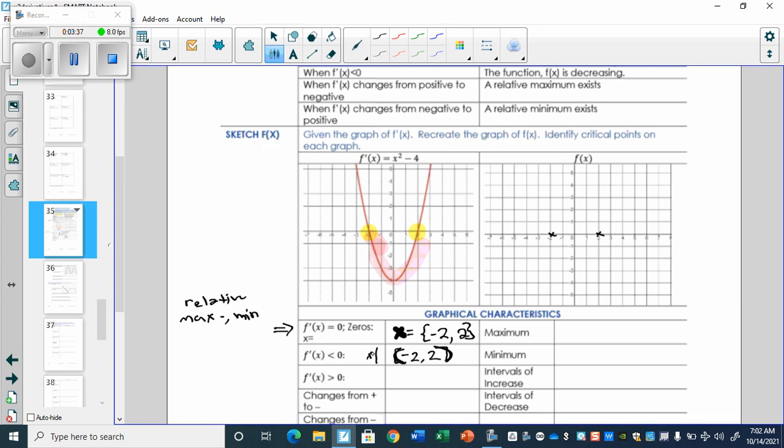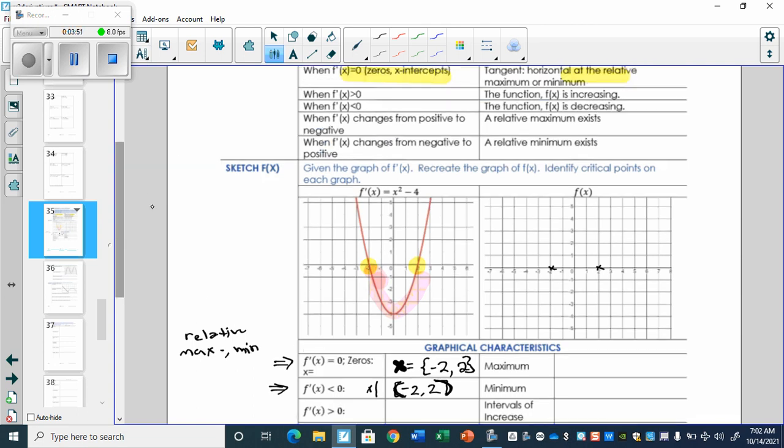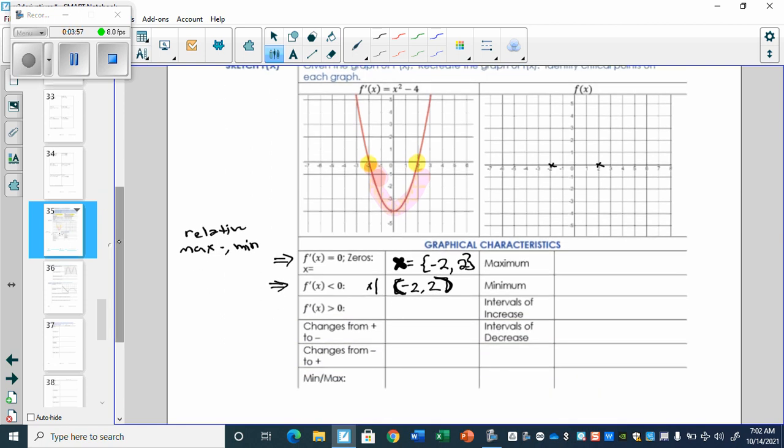Now, this is where I can get my intervals of decrease. It says when f prime of x is less than 0, this function is decreasing. The function is decreasing. So from -2 to 2, this function should be decreasing. So this is interesting.